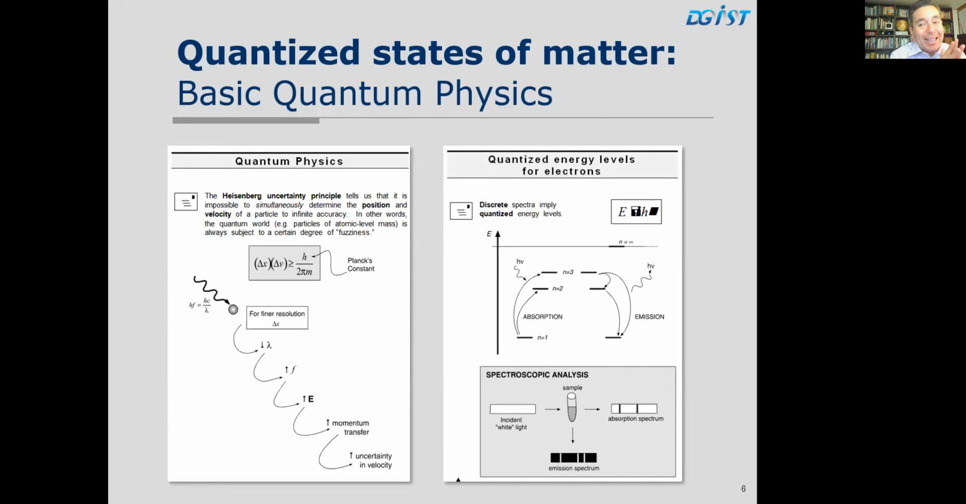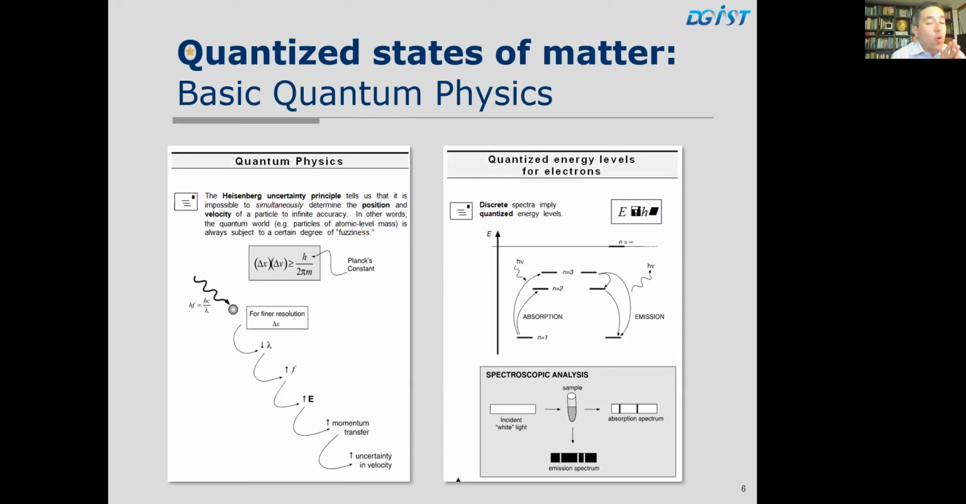So now we go to the second part of the lecture, which talks about quantized states of matter and some basic principles in quantum physics. Many of you may already be familiar with this, some of you may not, but again, the purpose of this is to give a basic background in electromagnetism that's relevant to bioelectromagnetism.